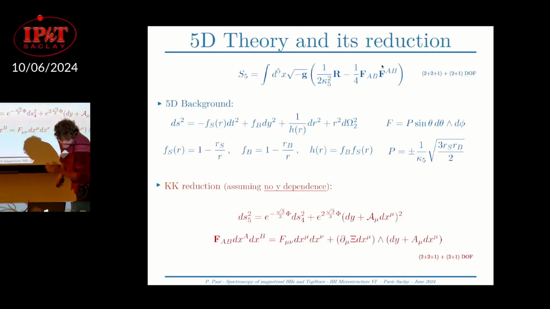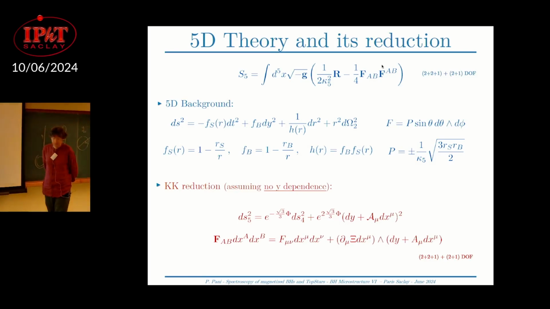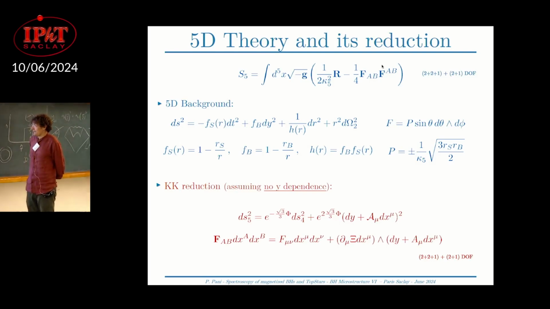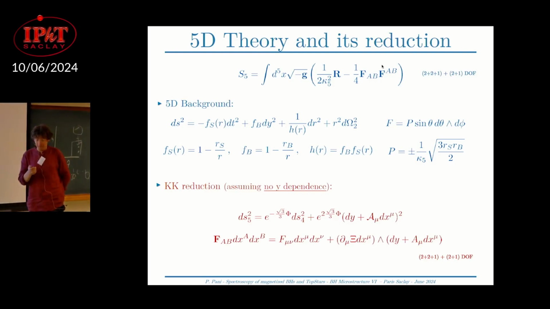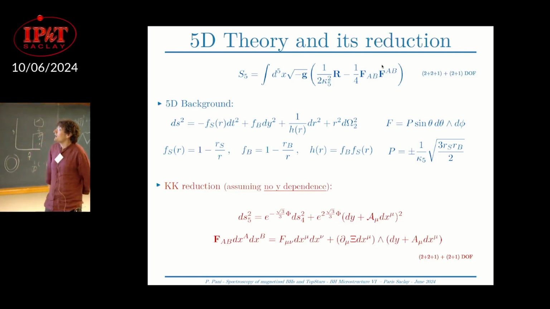So for practical reasons, I will actually consider the 3+1 dimensional reduction of this theory. And so for the moment, I will not assume any y dependence. So y is the 5th dimension, the one that is compactified, this one here. Forgetting about this y dependence, the decomposition of the theory is the following.